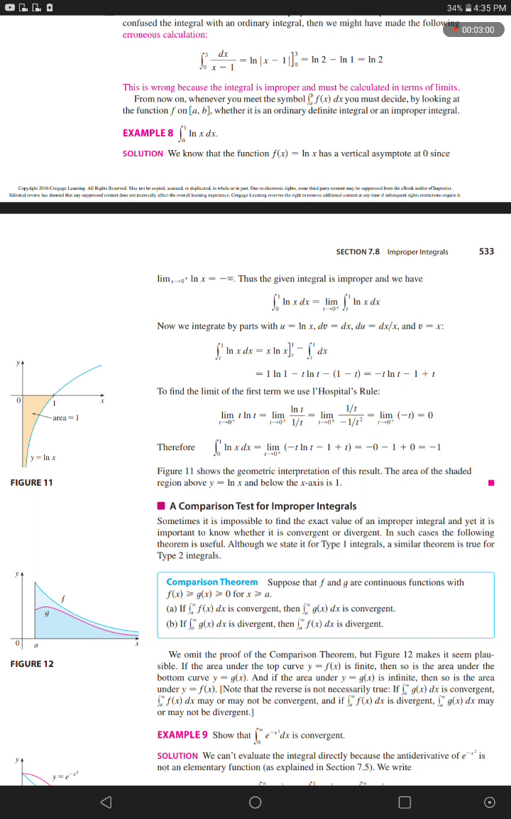Therefore, the integral from 0 to 1 of the natural log of x dx equals the limit as t approaches 0 from the right of negative t times the natural log of t minus 1 plus t, equals negative 0 minus 1 plus 0, equals negative 1. Figure 11 shows the geometric interpretation of this result. The area of the shaded region above y equals the natural log of x and below the x-axis is 1.